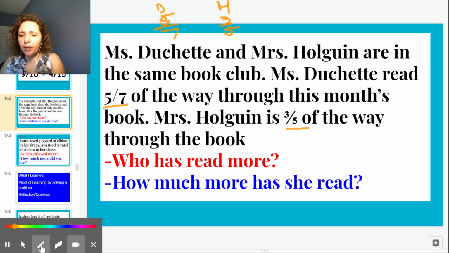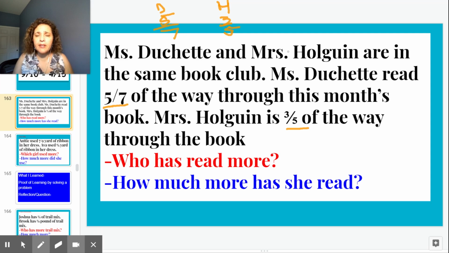So do you remember how to compare fractions? The different ways of doing it, right? So 5/7 is more than a half. 3/5 is also more than a half. So comparing it to my benchmark is really not going to be helpful in this case, right? But what can I do? I can cross multiply, right? My common denominator is 35. So I'm going to compare it out of 35.